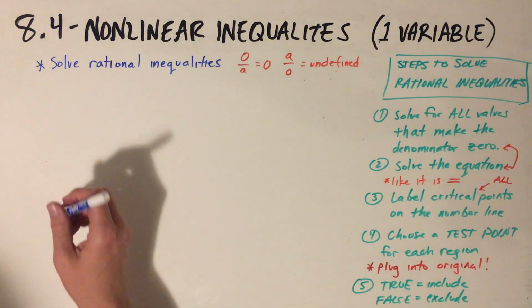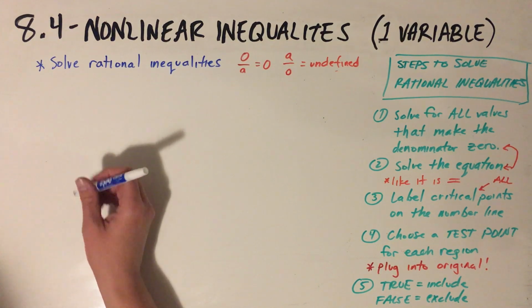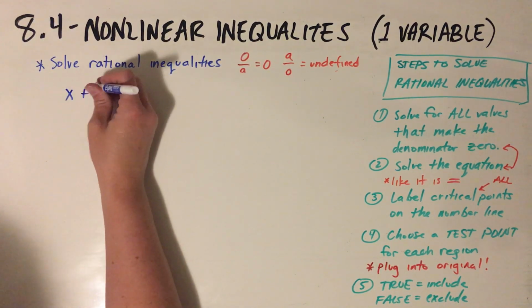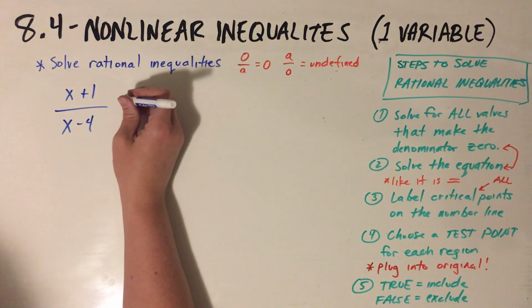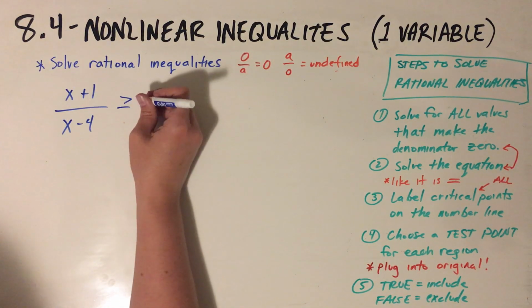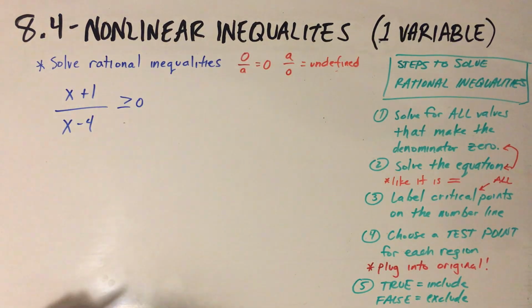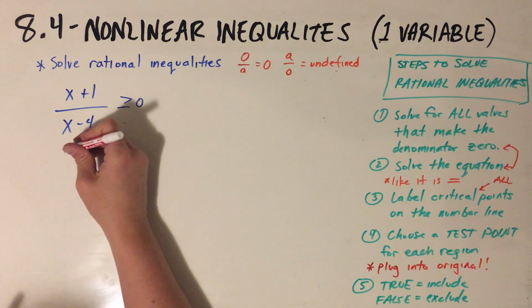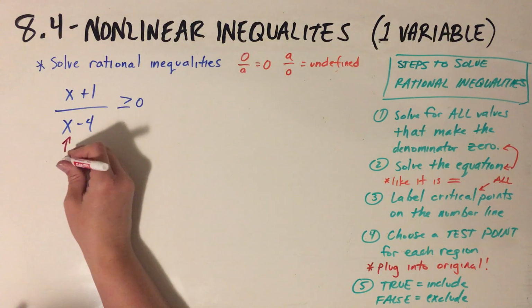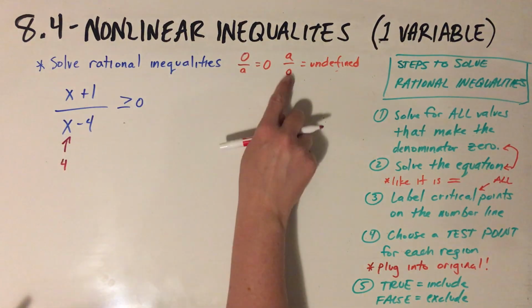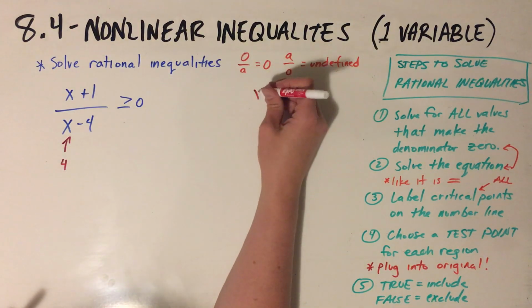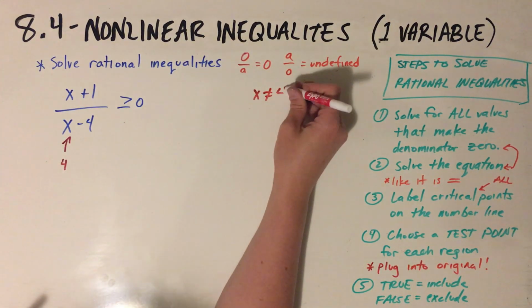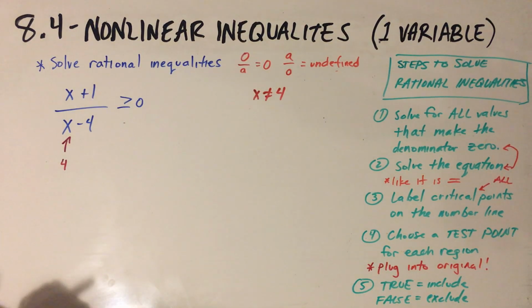All right, so let's do x plus 1 over x minus 4 is greater than or equal to 0 now. Remember that my first step is always going to be, hey, I cannot have this be 0. So the value of 4 would make this denominator 0. I cannot have an undefined denominator. So we know that x cannot be equal to 4. Super important. This is my first critical point.